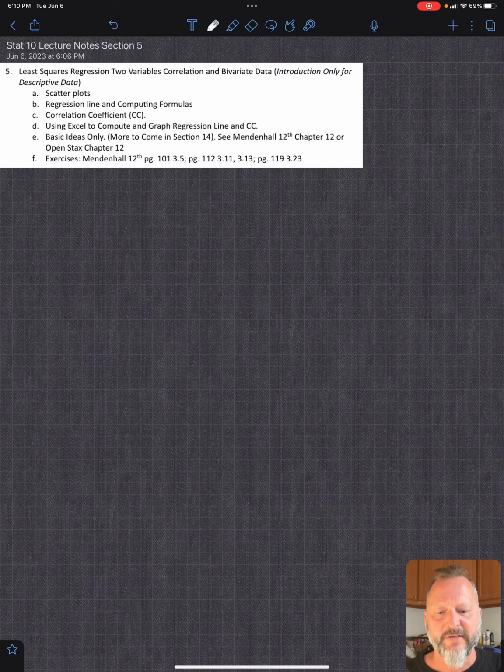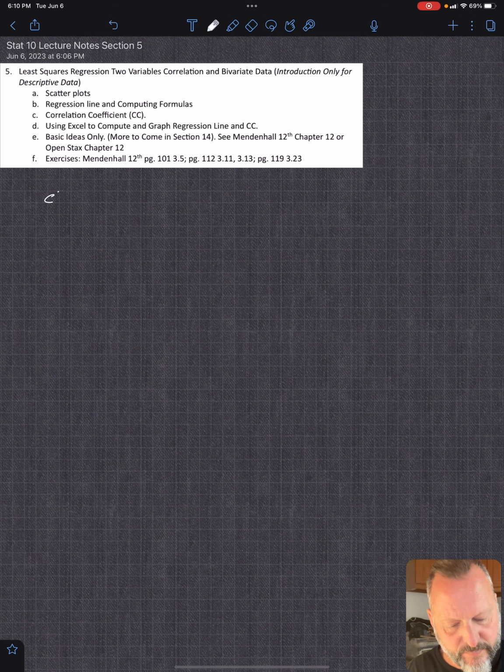Looking at section 5, least squares regression with two variables. This is something we'll look at more carefully in a later chapter, way up there in section 12, somewhere in there. But this is an introduction, because it's basically more on displaying data, and it's called bivariate data. So this is chapter 3 in Mendenhall.